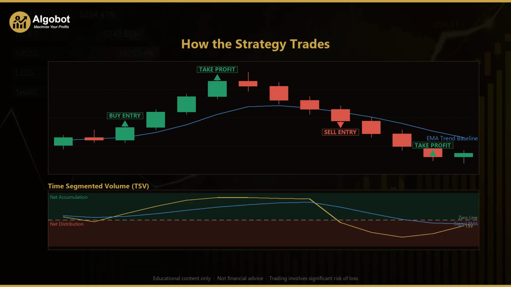Notice on the final candle how price steadies and TSV begins to curl back towards 0. Had a position still been open, remember the protective rule. A TSV cross back against the trade would prompt an early exit before the ATR levels are even reached. That, candle by candle, is how time segmented volume shift reads volume-backed momentum in both directions.